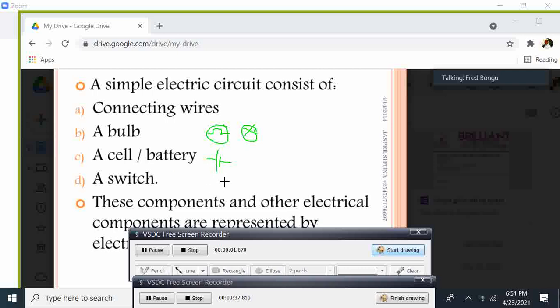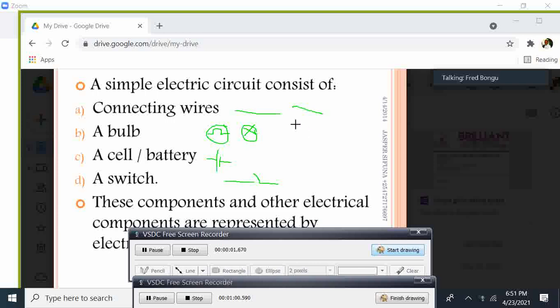And for the switch, you have a wire, then there is a gap, then you raise one wire so that when the raised wire comes down, it closes the circuit. We say that it is switched off. Then a connecting wire is represented by a straight line, although physically they are never straight.